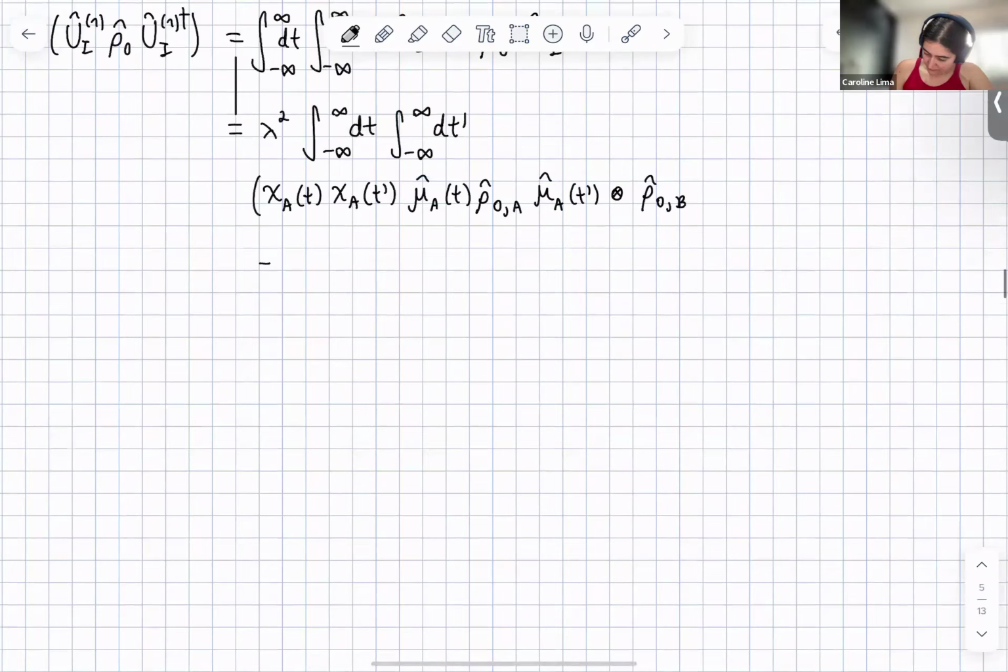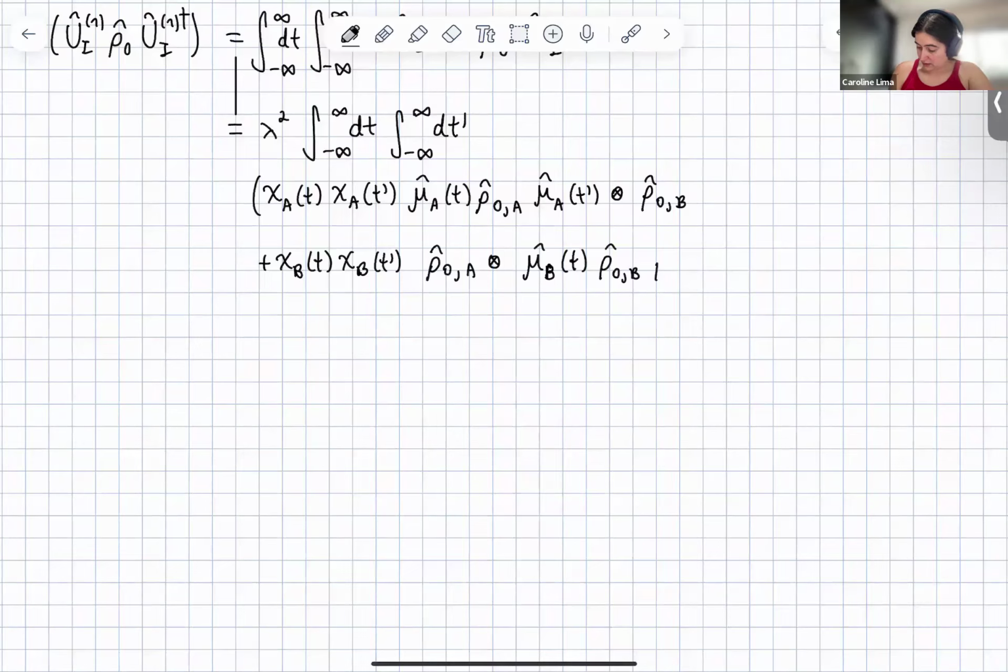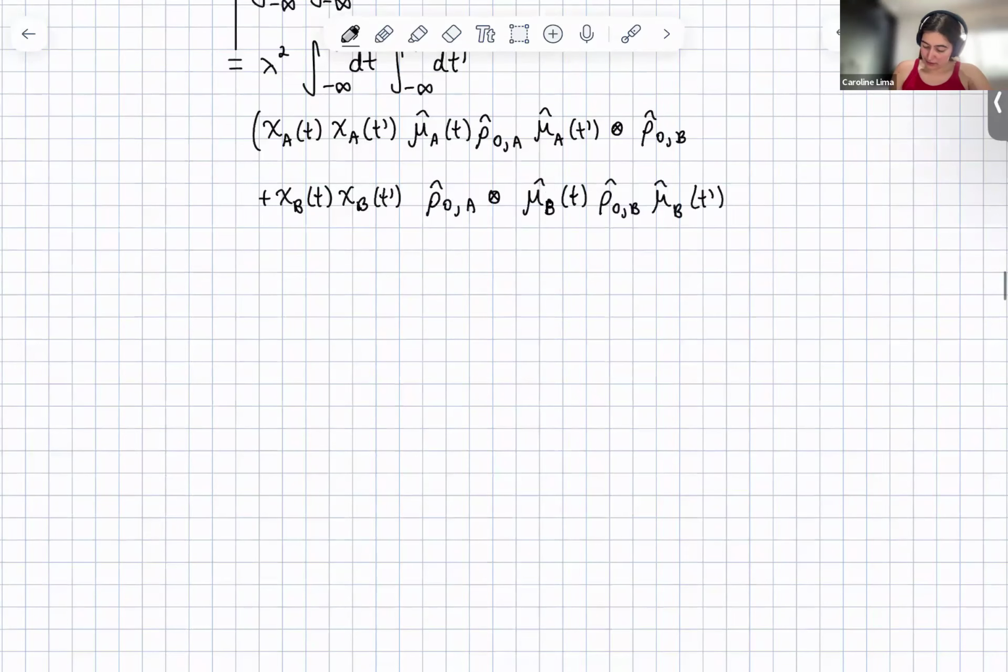Now, we have a similar term for B. Okay, so in that case, rho A doesn't change. And then we have mu B of t, mu B of t prime, right? And now we're going to have the cross terms.